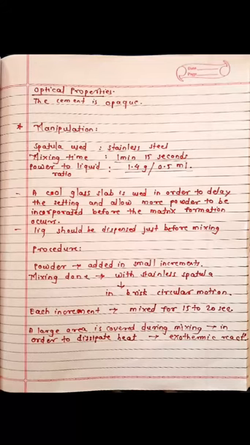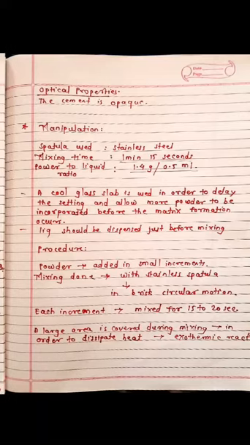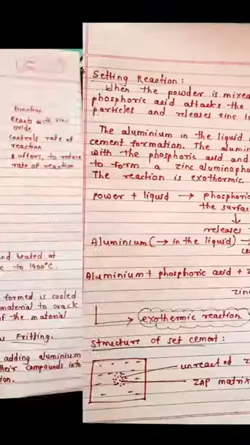Add the powder in small increments to the liquid. Do the mixing with the help of a stainless steel spatula in circular motion only. Mix each increment for 15 to 20 seconds and cover a large area during the mixing. Why do we have to cover a large area during mixing? I have already told you that this is an exothermic reaction. To dissipate heat, we should cover a large area during mixing. So this is about the manipulation procedure of the zinc phosphate cement.